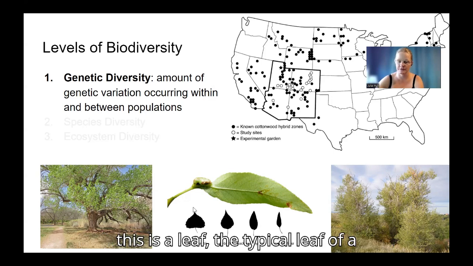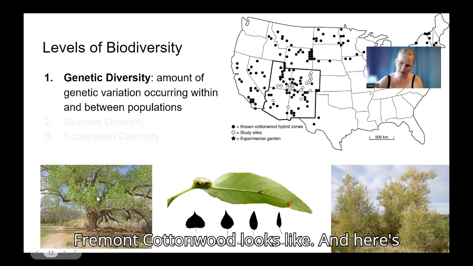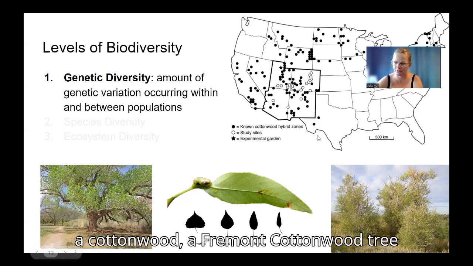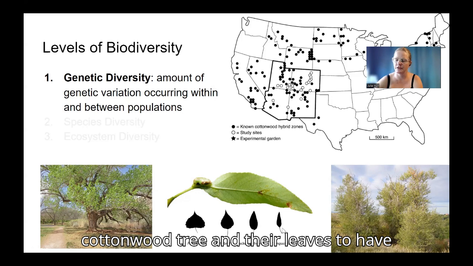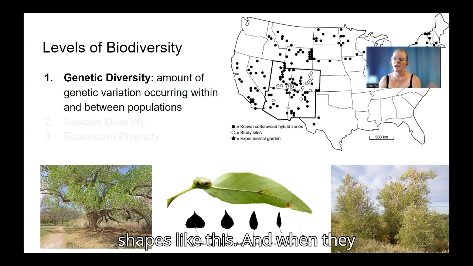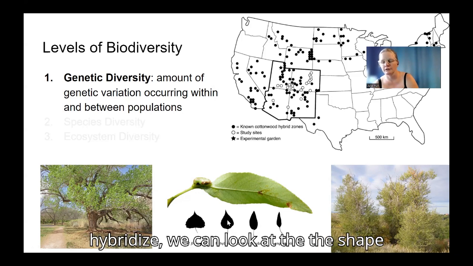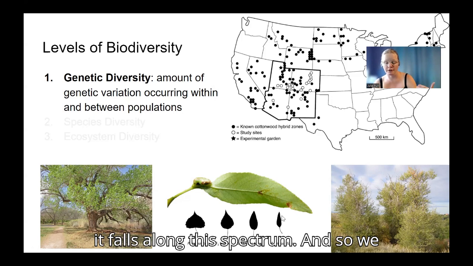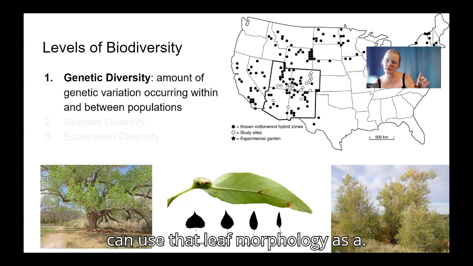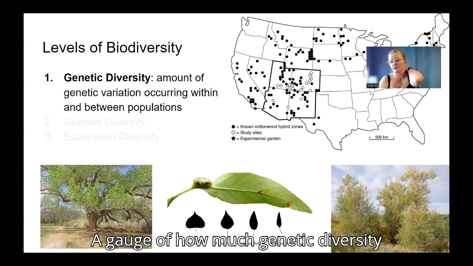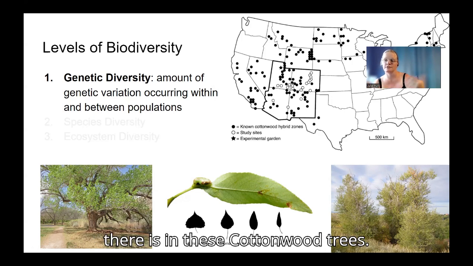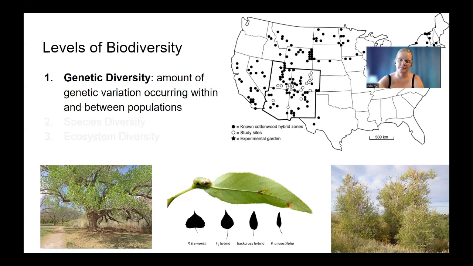If we look down here, this is a leaf, the typical leaf of a Fremont cottonwood. Here's a Fremont cottonwood tree over here. Here we have a narrowleaf cottonwood tree, and their leaves have shapes like this. And when they hybridize, we can look at the shape of the leaf and figure out where it falls along this spectrum. And so we can use that leaf morphology as a gauge of how much genetic diversity there is in these cottonwood trees.